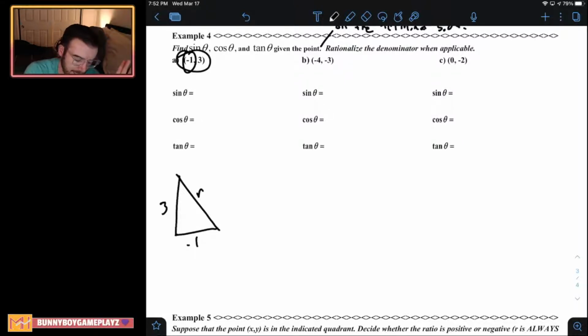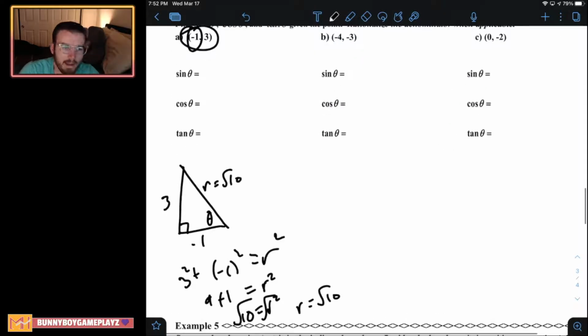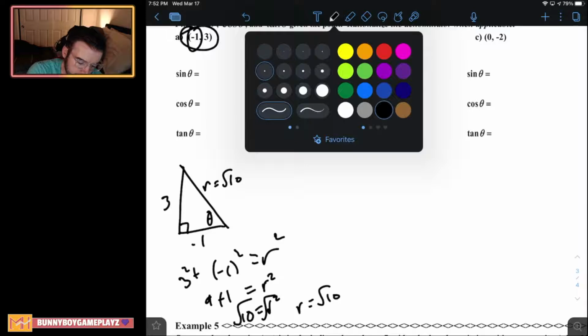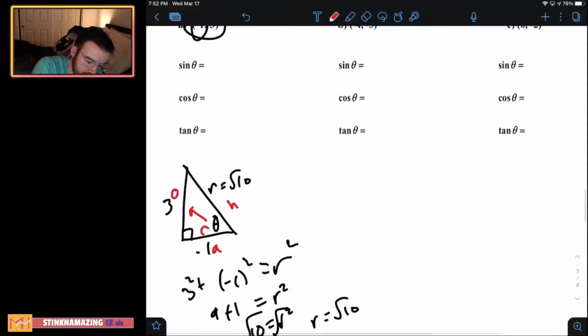Just deal with it. I know that's not the most teacher thing to say, but to be honest, just deal with it. So R equals the square root of 10. So if we know that now, we can find sine, cosine, and tangent. Sine is 3 over root 10.